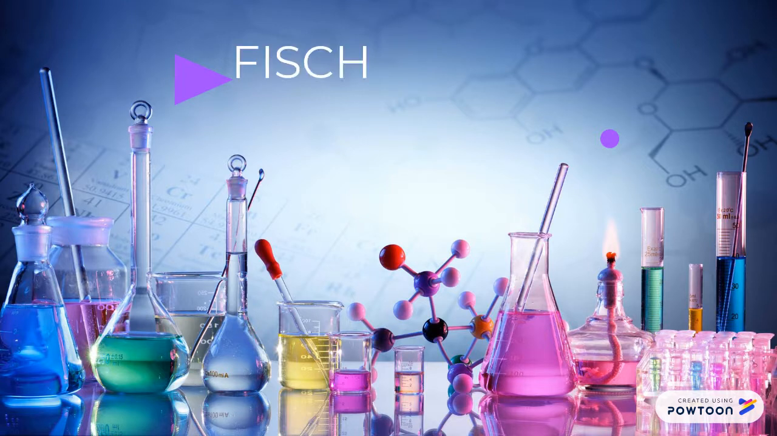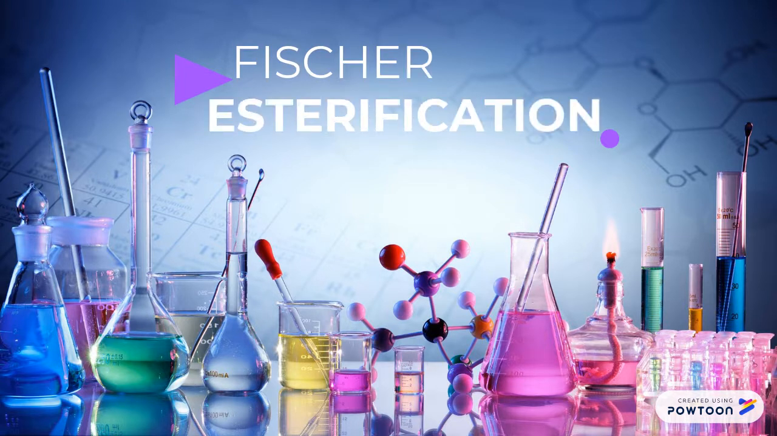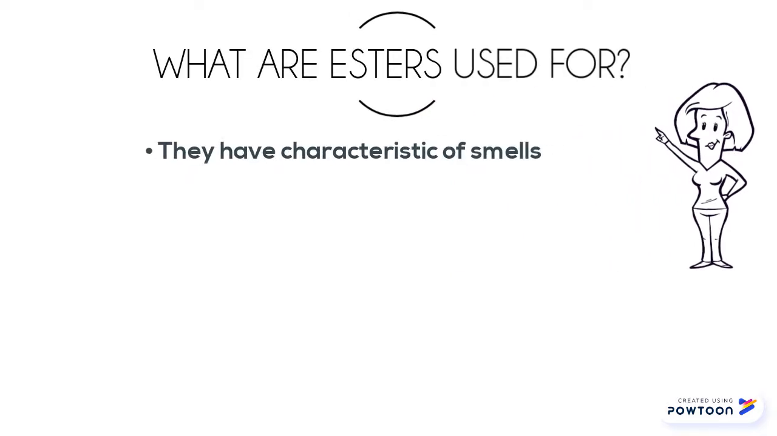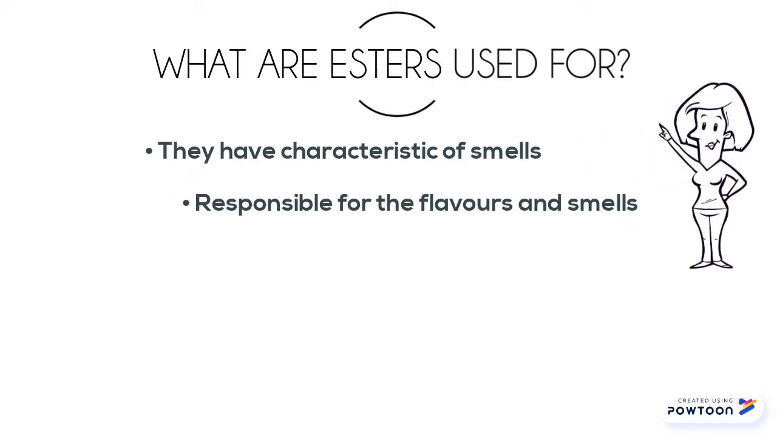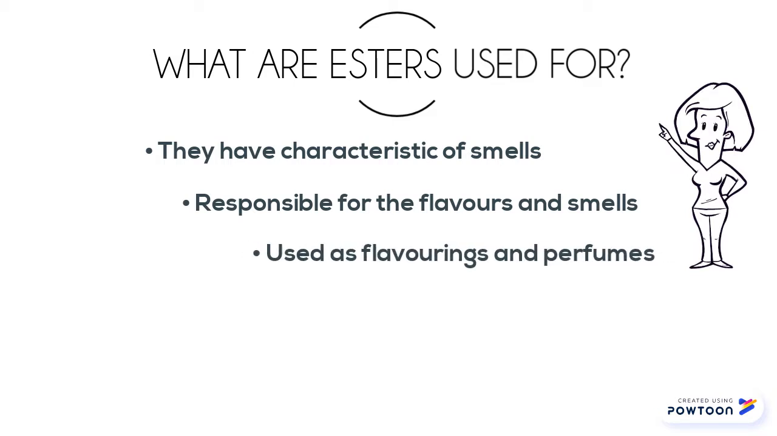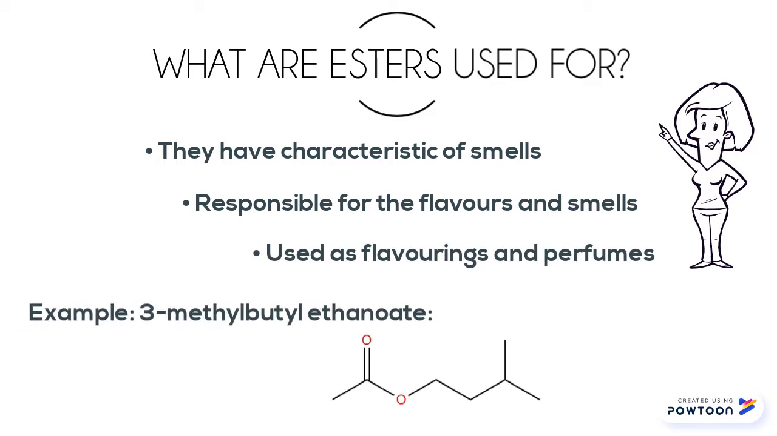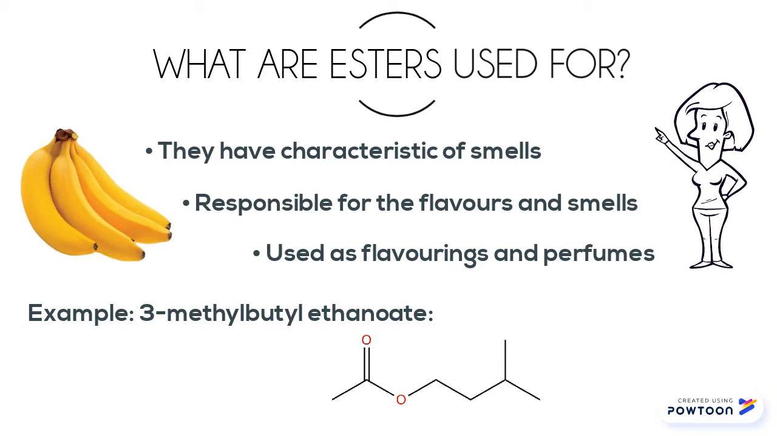Today we will be focusing on Fischer esterification. So what are esters used for? They have characteristic smells and are responsible for flavors and smells. They can be used for flavorings and perfumes. An example is 3-methyl-butyl ethanoate, which is the scent for bananas.